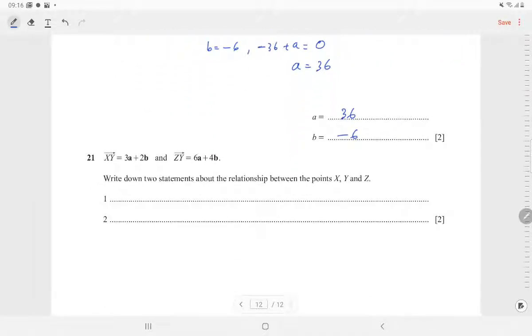Next, xy equal to 3a plus 2b. Look at zy. zy is 6a plus 4b. If we factorize the 6 and 4, we have a common factor of 2, so this is 2 times 3a plus 2b. Now 3a plus 2b is xy, so zy is 2xy.